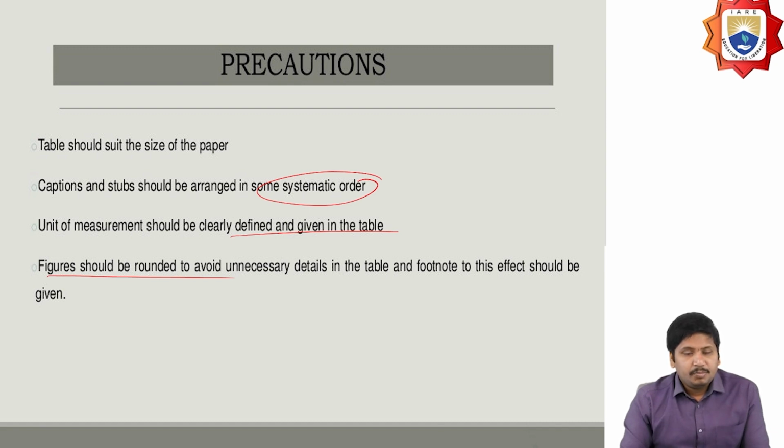So the precautions to be followed when creating a tabulation are that the table should suit the size of the paper. At the same time, we have to carefully arrange the systematic order of captions and stubs, and the units of measurement should also be clearly defined in the table.